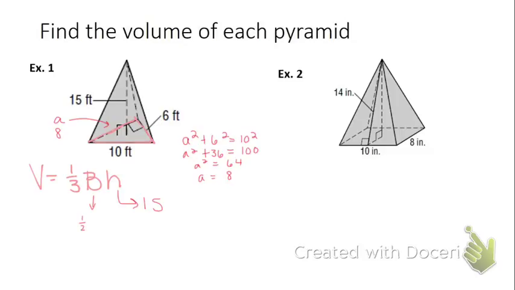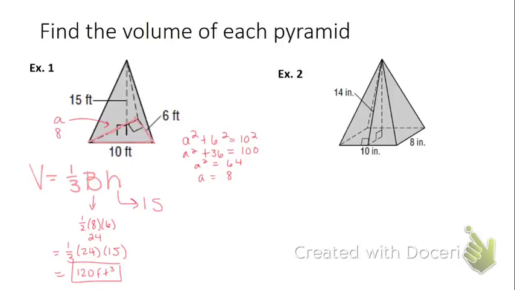It's 1/2 of 8 times 6. Why is it 1/2 of 8 times 6? It's a triangle. So we have 24 for that. So we do 1/3 times 24 times 15 in our calculators to get our volume. And what do we get? 120? And it's volume, so Ayana, this is the cubed one.